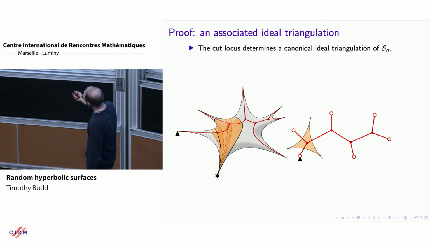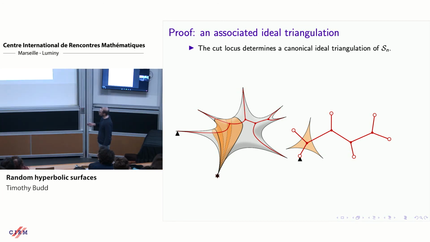So if I associate to all of the edges of my cut locus the dual geodesic, you can see that for every internal vertex of the tree, I'll get a triangle, which has all its vertices at the origin. And this is a hyperbolic triangle, meaning that it has 0 angles, an ideal hyperbolic triangle. It has 0 angles.